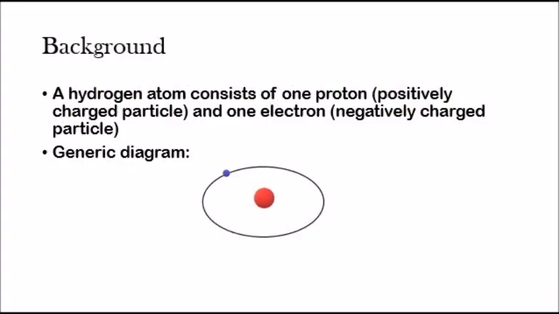So a hydrogen atom consists of one proton, which is a positively charged particle, and one electron, which is a negatively charged particle. Okay, and the generic diagram of that is this. So you have the proton in the middle, which has a positive charge, and then the electron on the outside, just kind of circling around, which has a negative charge.